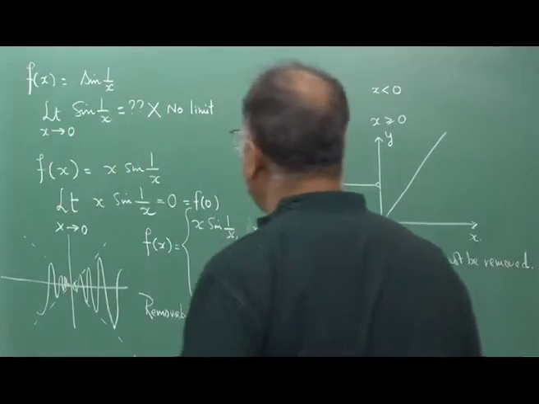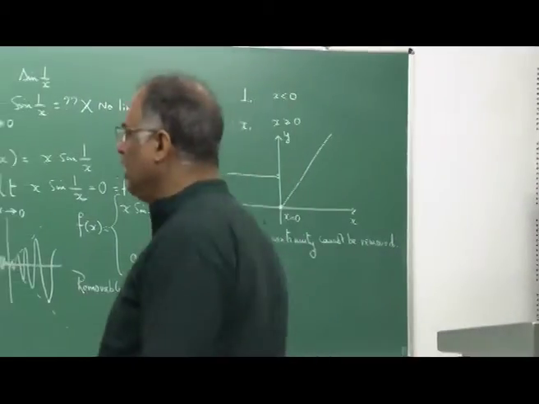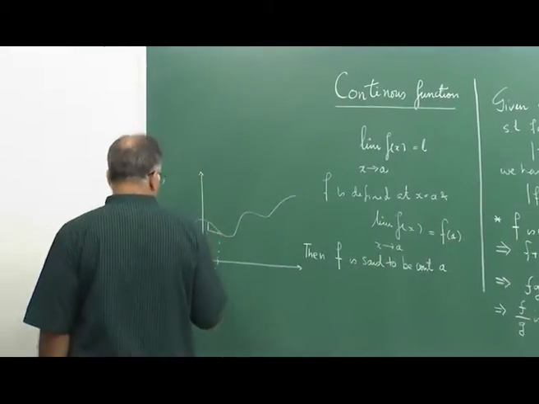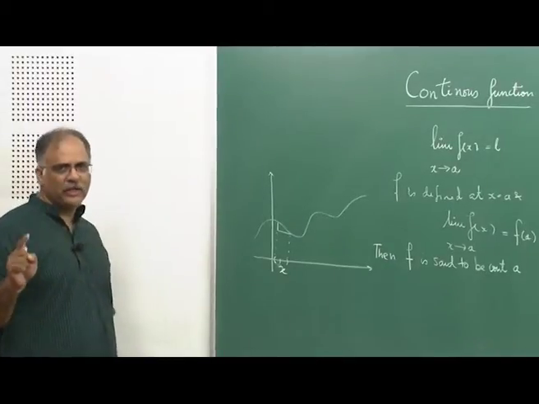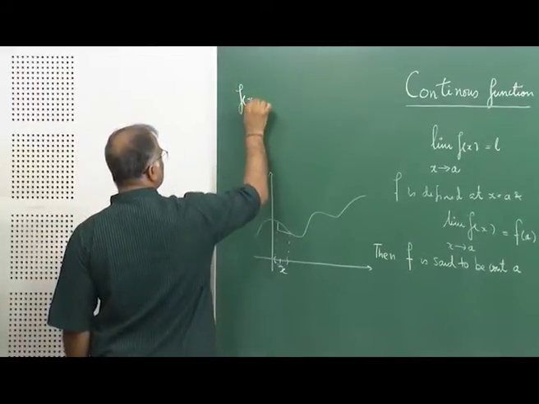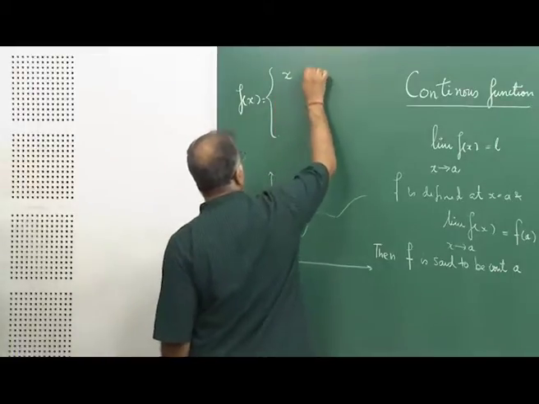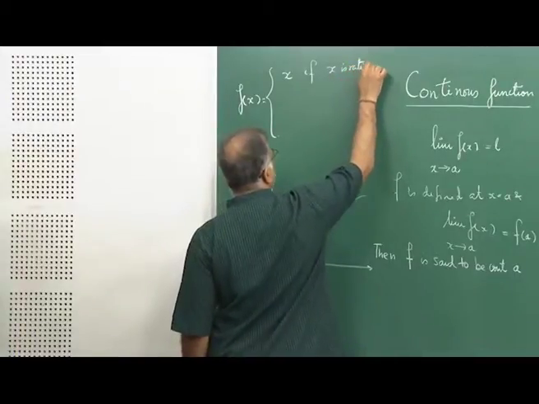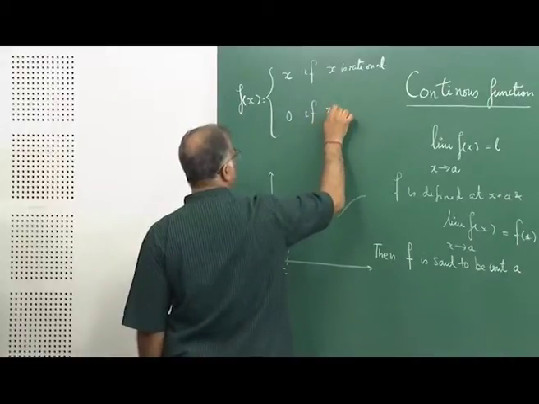Now, I will give an example of a function, an interesting one though, which will show that it is continuous only at one point and discontinuous at every other point. Its continuity is not valid for any point other than 0. So, we define f(x) equal to x if x is rational and equal to 0 if x is irrational.